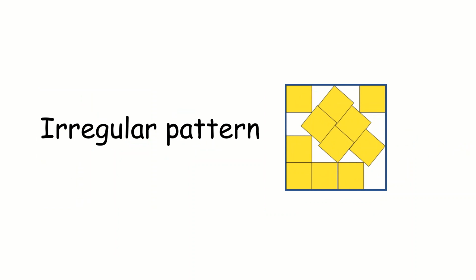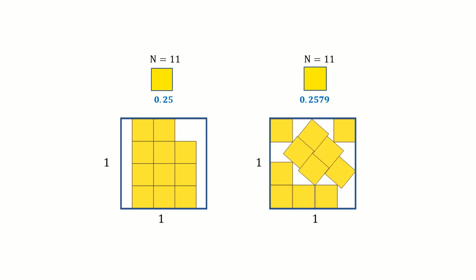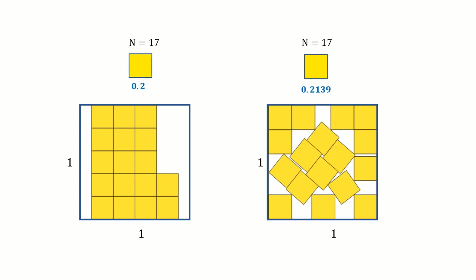And the next type of solutions are irregular patterns, which are the most difficult to find. Let's see some examples. For 11 tiles, you can do this, and the largest size is going to be 0.25 or a quarter. But you can also do this, which gives you a larger size for the tile. Another example is the case for n equal to 17, which again gives you 0.2 if you do it like this. But if you do it like this, which is irregular, you get something larger than 0.2.